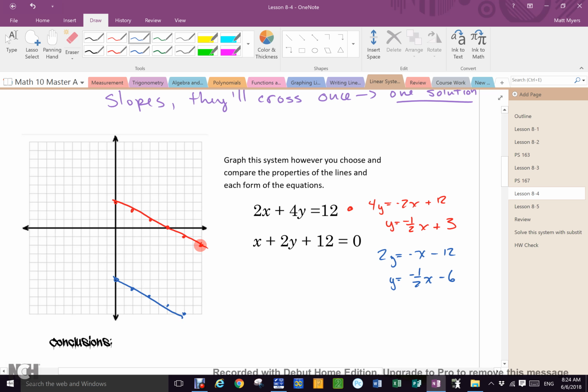Where's this line going to go? Forever in this direction, yes? It's going to go down 1 over 2, down 1 over 2, isn't it? Where's this line going to go? Down 1 over 2, down 1 over 2. For how long? If it's going down and over the same amount, what is it? It's the same. It's parallel. Do parallel lines ever touch? No. So what's our conclusion?